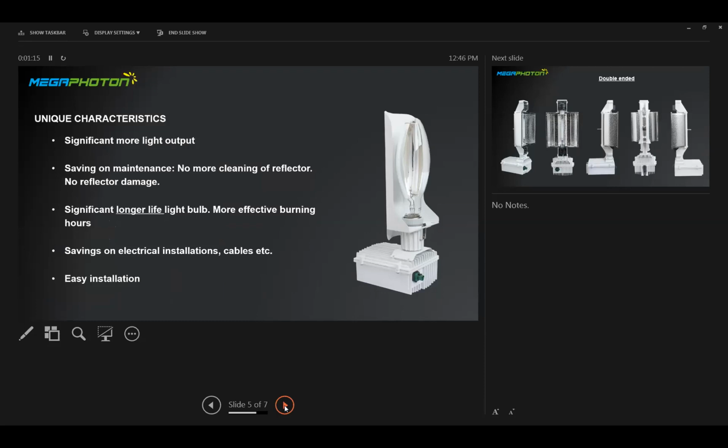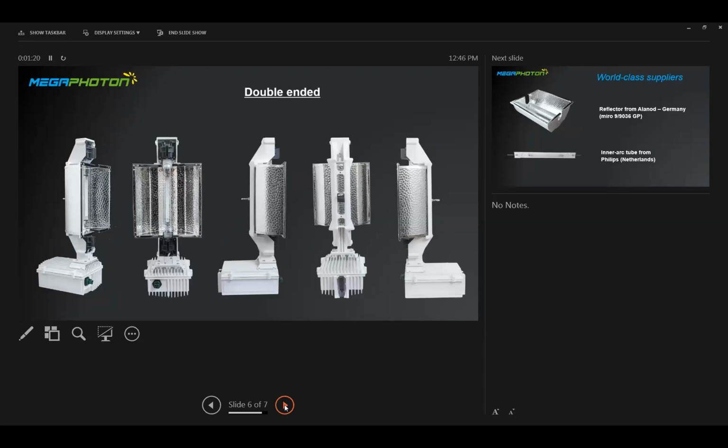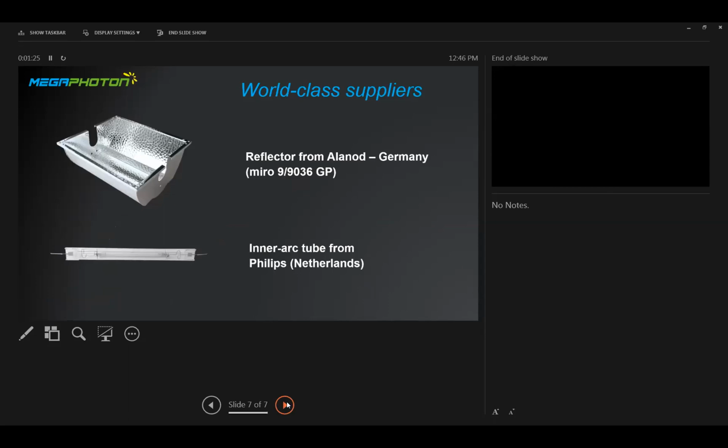We also do have the line of the double-ended lights as well as the different reflectors. There's the wide version, and our bulbs all have inner arc tubes from Philips. I just wanted to put that out there because when I was in Minnesota visiting, there was a little bit of interest, and I wanted to make people aware that this is something that we can provide.